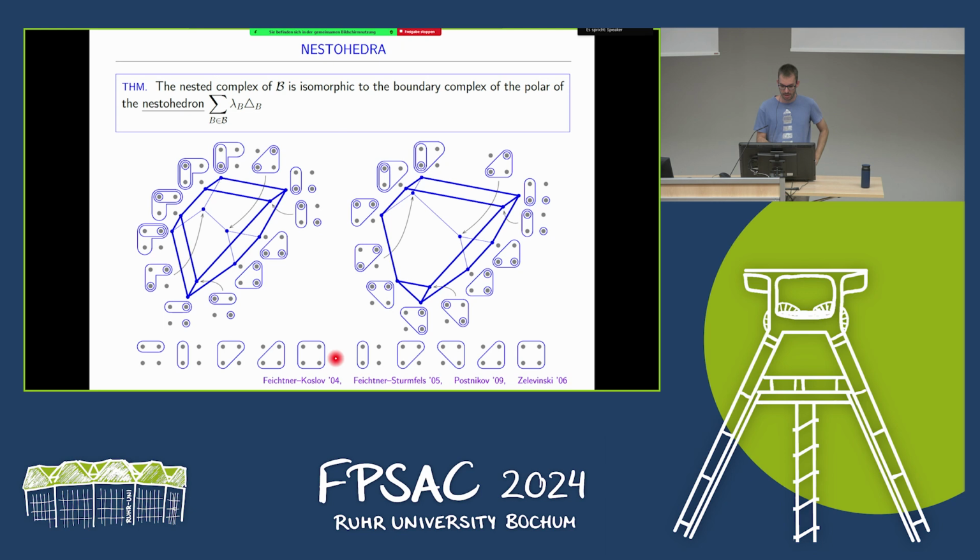On the bottom, you see the building sets. I did not represent the singletons. All singletons are here, and here I just represented all possible building sets. And then on the computer, I computed the Minkowski sum of the corresponding faces of the standard simplex, and I obtained these polytopes, and you see that the vertices, or let's say the faces, correspond to all possible nested sets on these building sets.